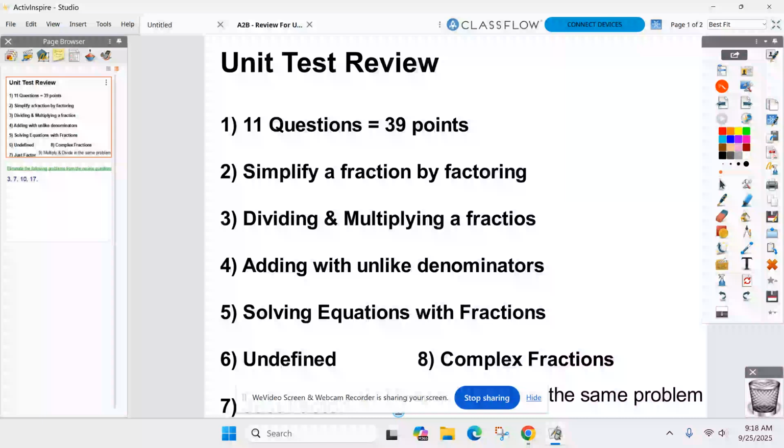Let's go to, I think there's a couple on here, but let's do 13 together. Let's do 13.